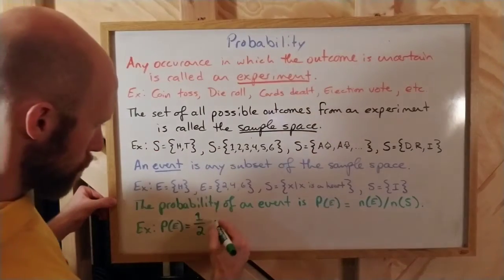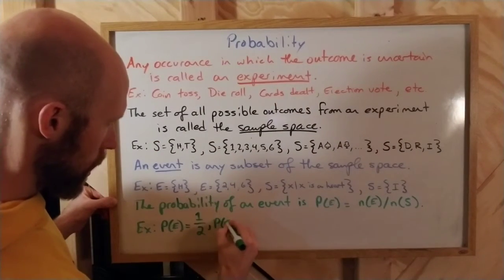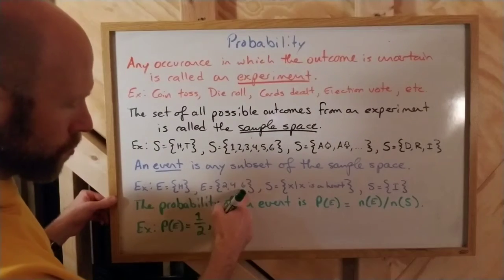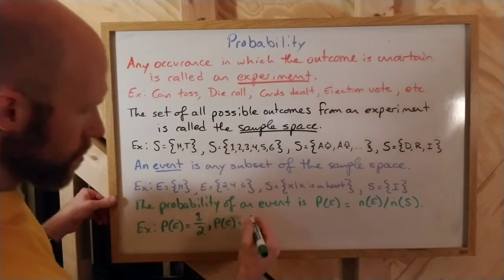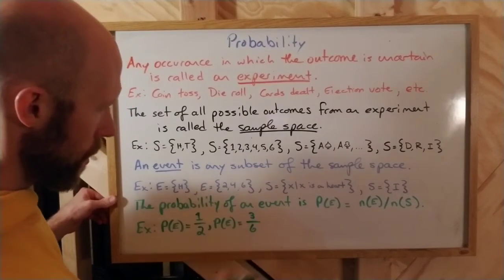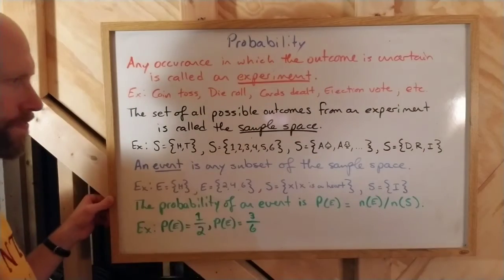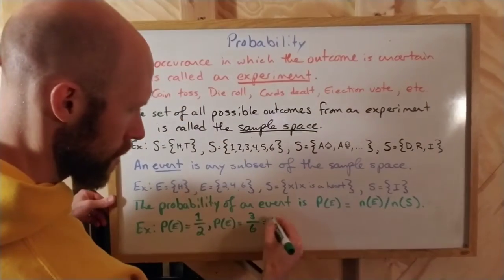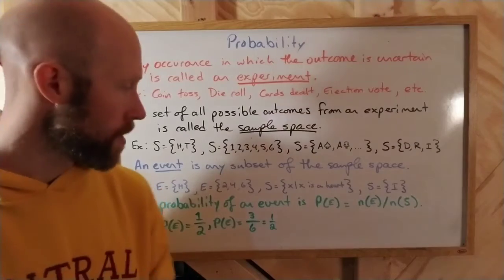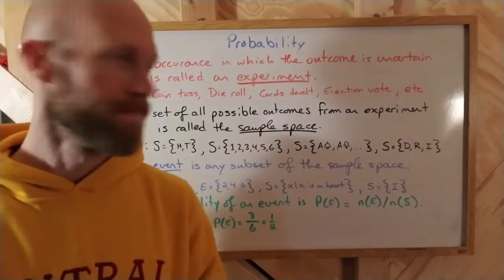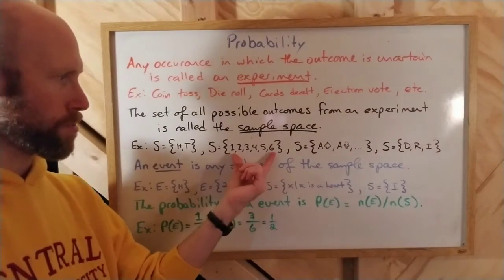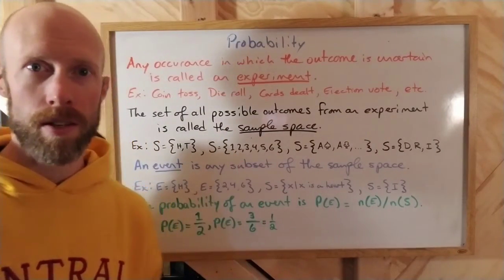Let's look at the probability of getting an even die roll. You have 1, 2, 3 elements of the event. You have 6 elements of the sample space, and so we reduce that down also to 1/2. So that one's actually equivalent to the first one. But of course, there are other events within this sample space that would have other probabilities.